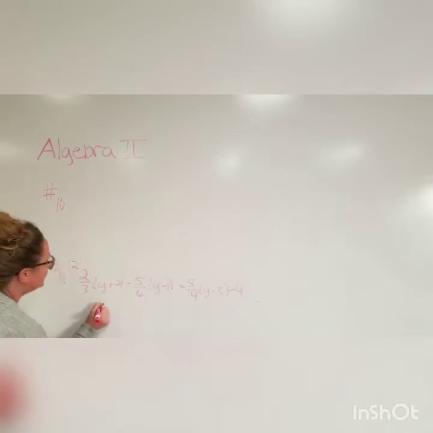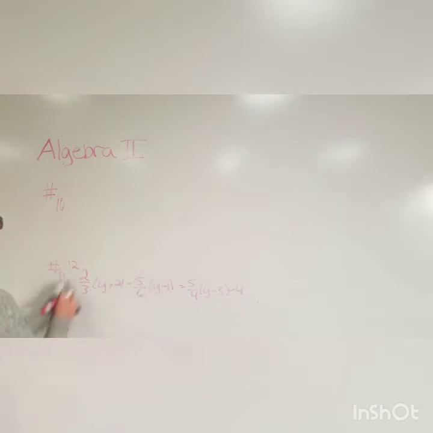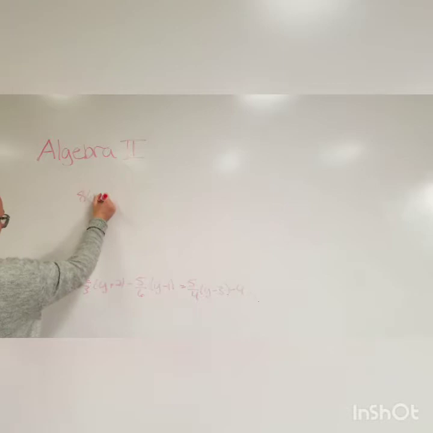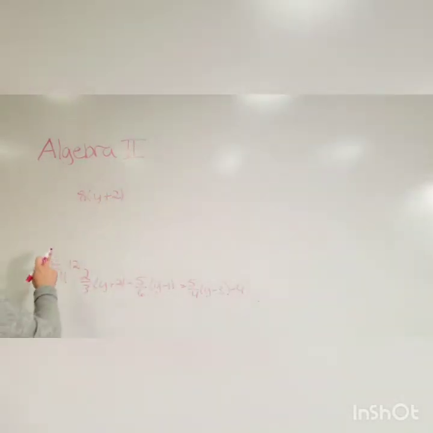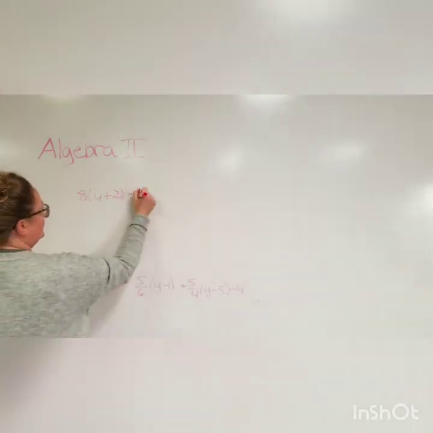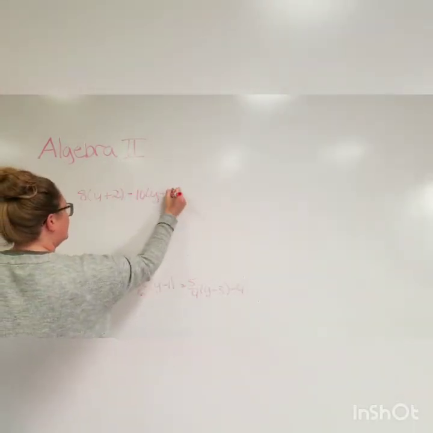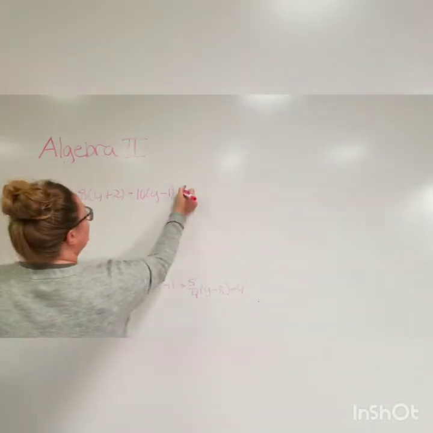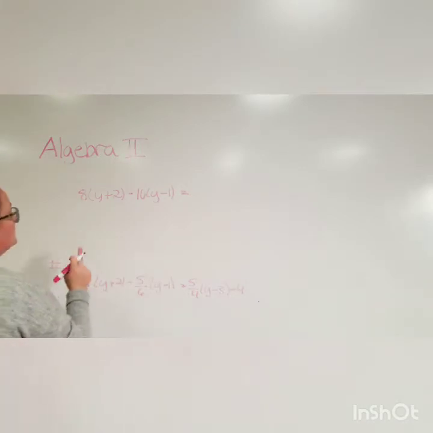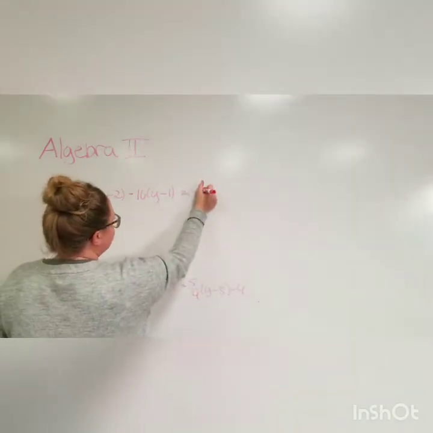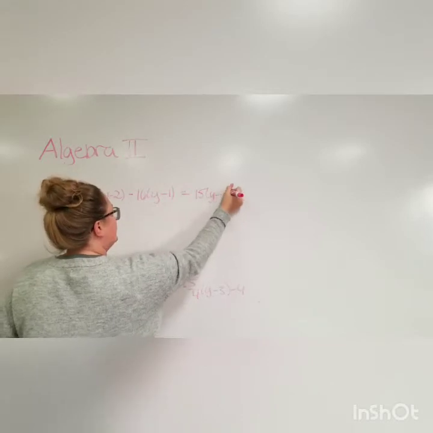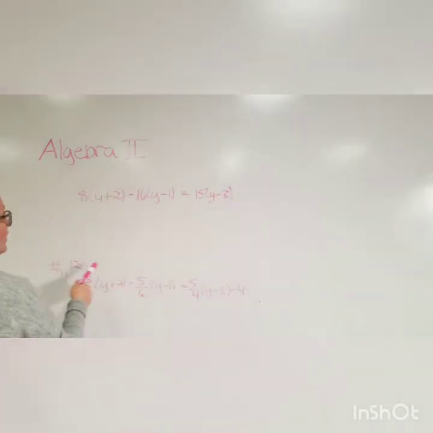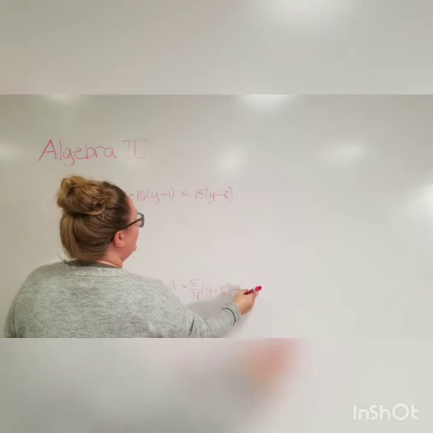4 times 2 is 8. Let me write it up here so we have some more room. It would be 8, and then you just leave what's in parentheses, y plus 2. All right? 6 goes into 12 twice. So 2 times 5 will be a negative 10 times y minus 1. And equals, is that our equal sign right there? Equals, 4 goes into 12 3 times. 3 times 5 is 15 times y minus 3. And then we do have to go 12 times 4, which is our only whole number in it.